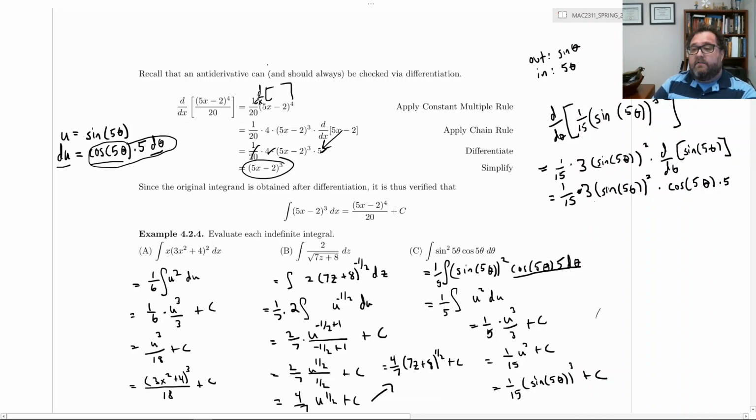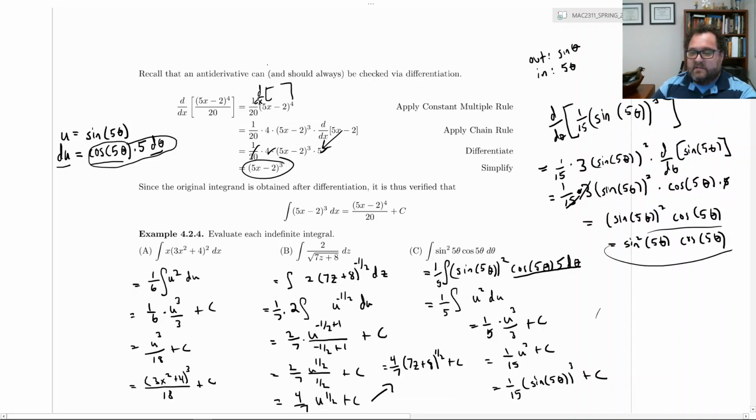Because I have 1 over 15 times 3 times 5. There's 15. 3 times 5 over 15. And that gives us sine 5 theta squared cosine 5 theta. And if I just rewrite this as sine squared 5 theta cosine 5 theta, that is precisely what I started with. So yes, that was indeed correct.